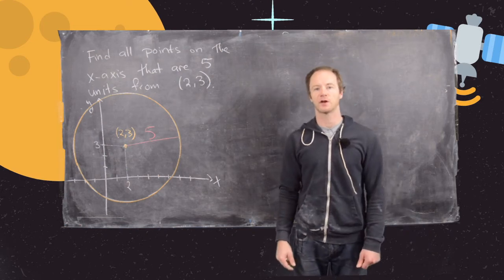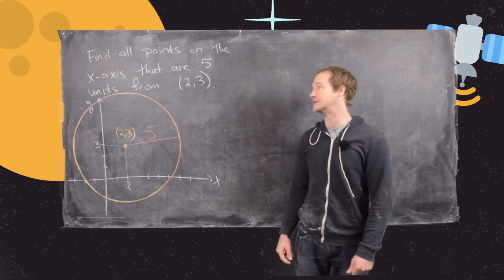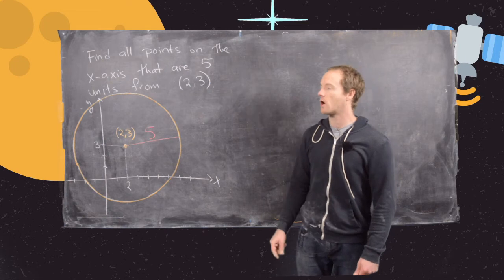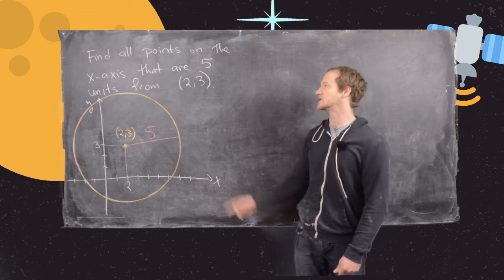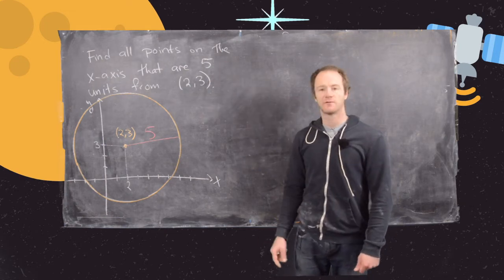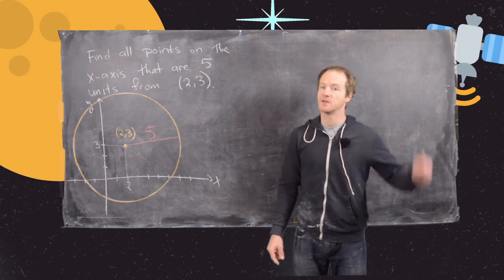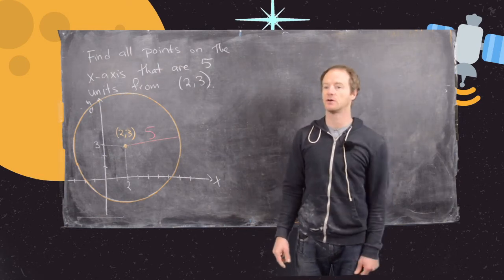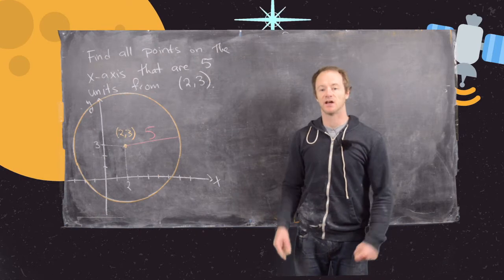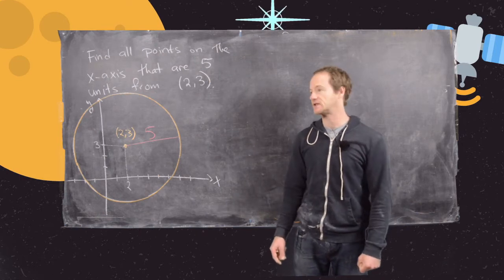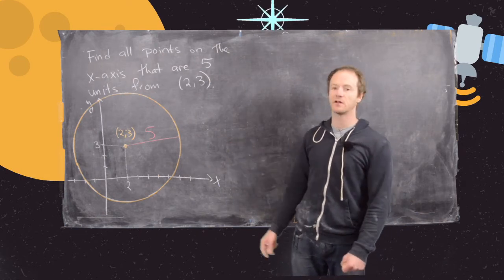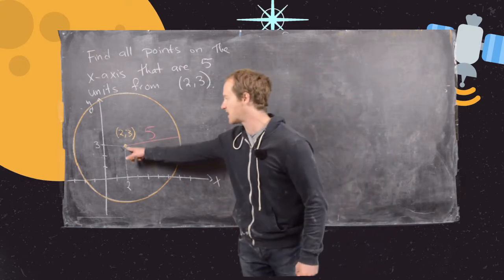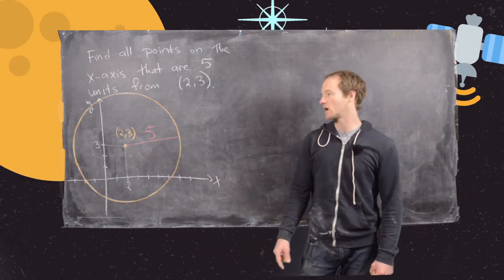Okay, in this video we're going to look at the following example that's going to use the distance formula. So we want to find all the points on the x-axis that are 5 units from the point (2, 3). So let's recall the definition of a circle is everything that is a certain fixed distance from a point. So here we're really looking at a circle of radius 5 that's centered at (2, 3).